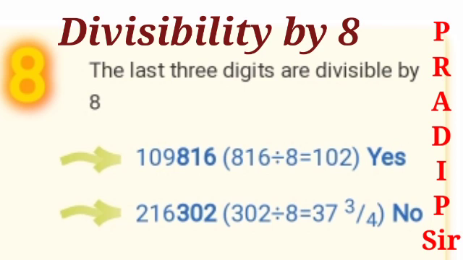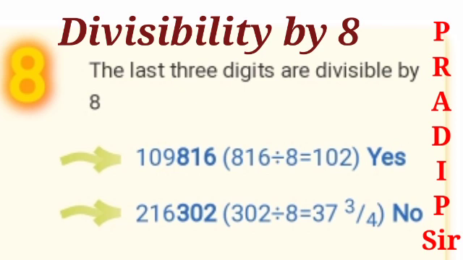1,09,816, where the digits in the last 3 places are represented by bold digits. That means the last 3 digits are 8, 1 and 6, and the number formed by these last 3 digits is 816. And if we divide 816 by 8, the result is 102, which is a whole number. So the number formed by the last 3 digits is divisible by 8. So the number 1,09,816 is divisible by 8.